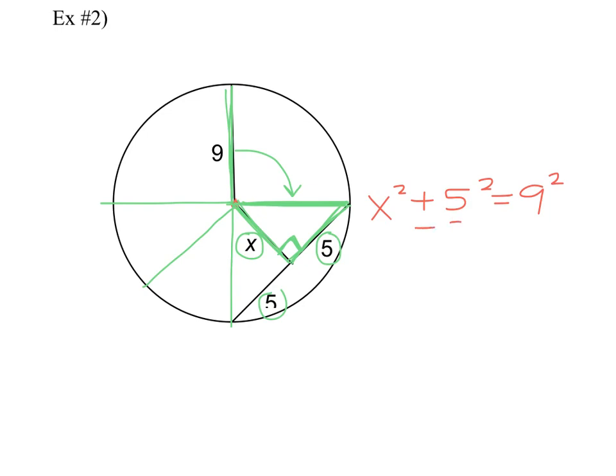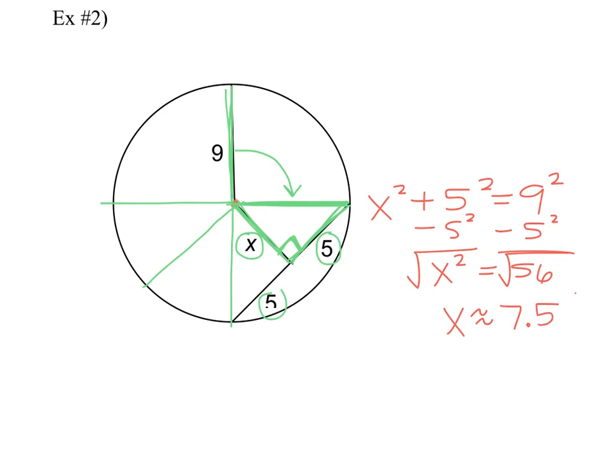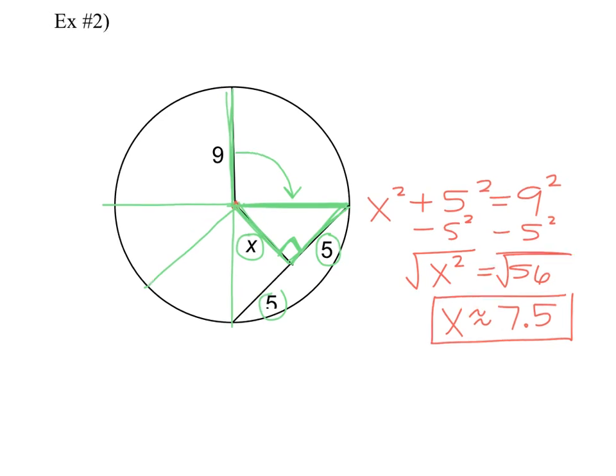If we take 5 squared away, so take 25 away from 81, we get 56. So we would get x squared equals 56, and then we take the square root of that. So x would be approximately, if we round here to the nearest tenth, about 7.5. Okay. All right, next one.